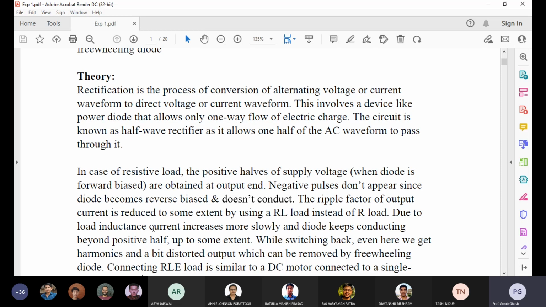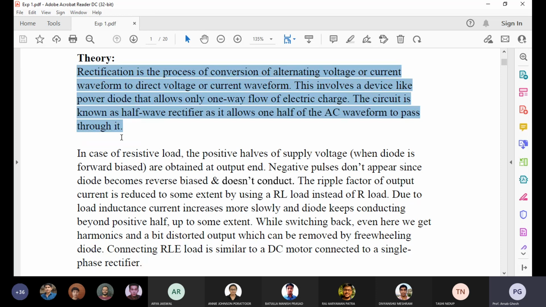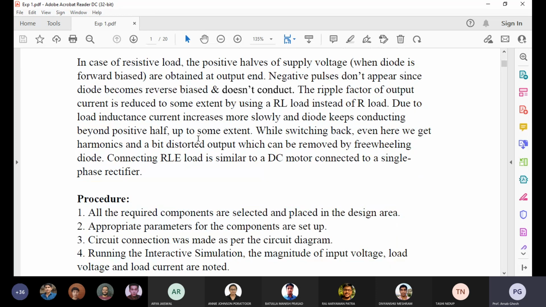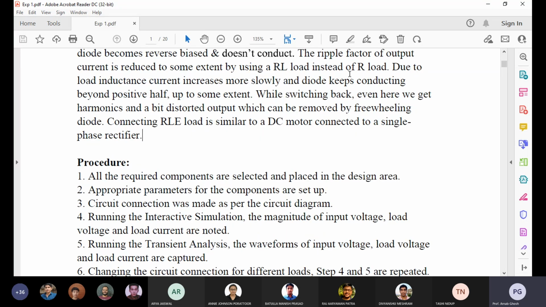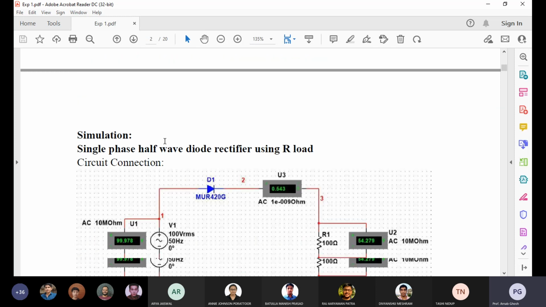Okay, so the theory portion is very important, but here only the brief theory is given. I have mentioned only the brief theory, just for your reference. When you prepare your report, the theory should be well documented. Then figure 1, figure 2, the figure numbers are also important. Then the procedures are there.